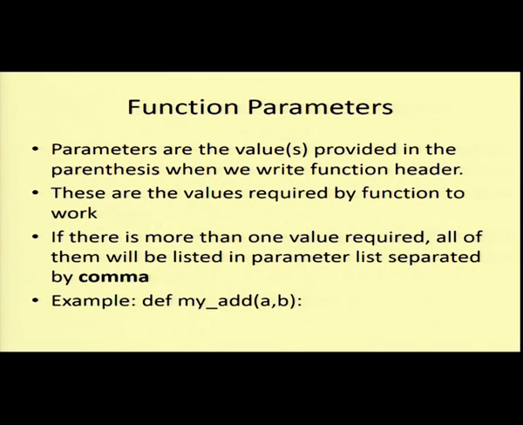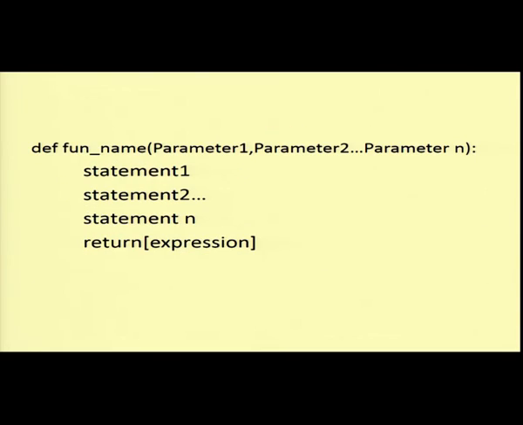Now let us see the function parameters. We saw in the schema varied parameters as parameter 1, parameter 2 and up to parameter n. Now let us see what a parameter is.